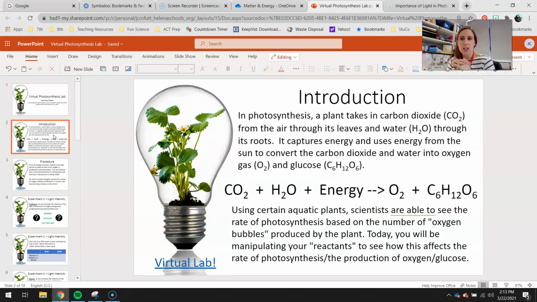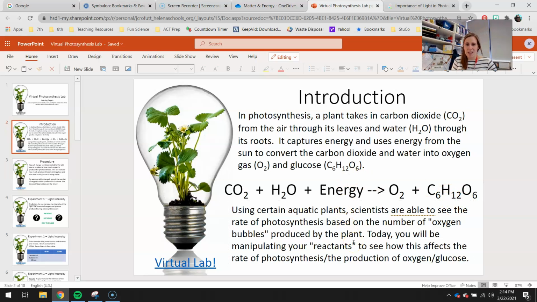Okay? All right, so a little introduction and background for you guys. This should be review for the most part. In photosynthesis, a plant takes in carbon dioxide from the air through its leaves and water, H2O, through its roots. It captures energy from the sun and uses this energy to convert the carbon dioxide and water into oxygen gas and glucose. So here's the chemical equation for photosynthesis. CO2 plus H2O and energy from the sun reacts to form oxygen, O2 gas, plus glucose, C6H12O6.